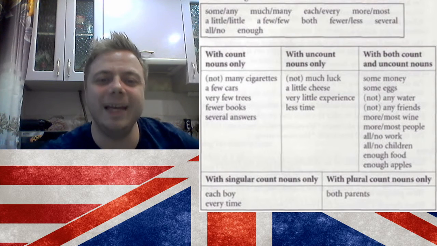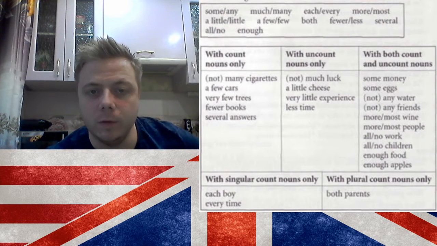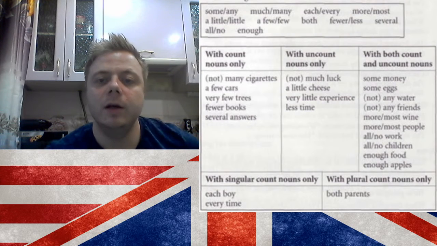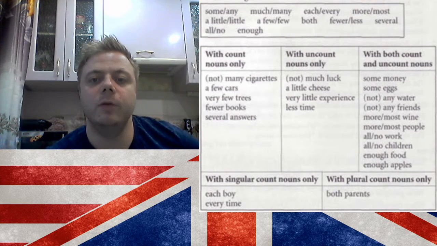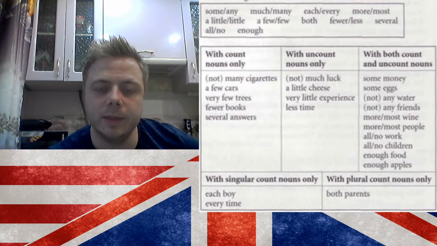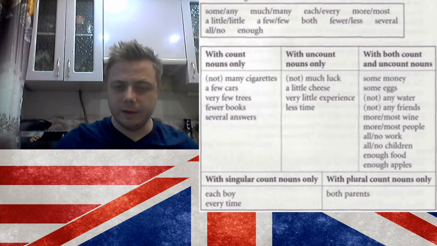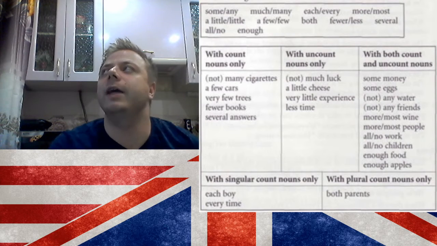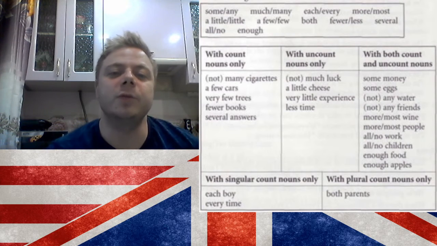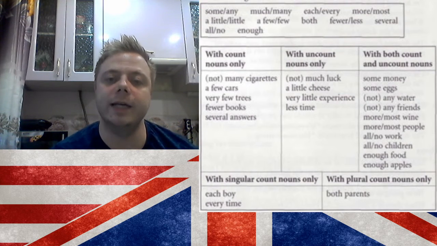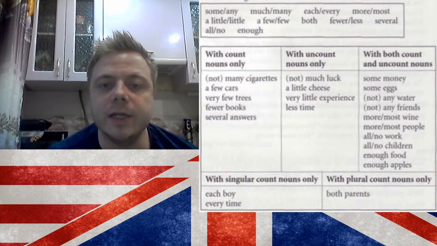For no and every, we use none and everyone or all. For example, none of the audience was listening. Meaning there are many people in the audience, but none of them was listening. I've heard many people saying none of the audience were listening, but that's not correct. You should use was, because it's singular. All of the hotels were booked.